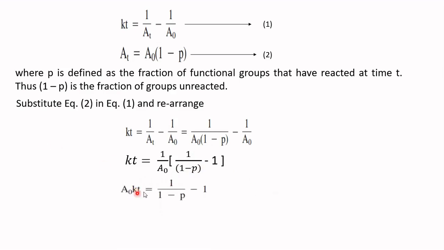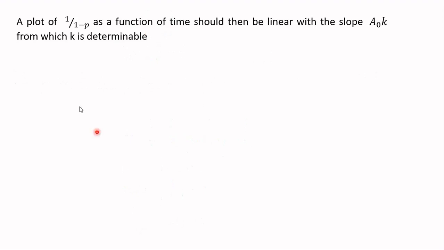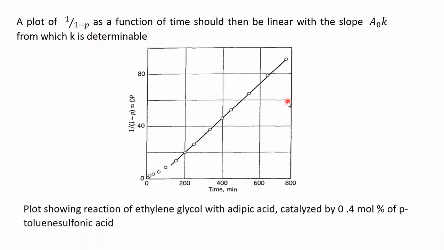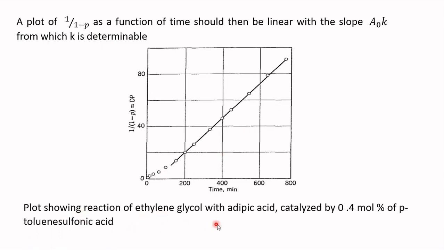Then you rearrange: A naught into KT is equal to 1 divided by 1 minus P minus 1, or 1 divided by 1 minus P is equal to A naught into KT plus 1. So a plot of 1 divided by 1 minus P as a function of time should be linear with a slope A naught into K, from which we can determine the value of K. Consider this plot, showing a reaction of ethylene glycol with adipic acid, catalyzed by para-toluene sulfonic acid. See, it is almost linear.